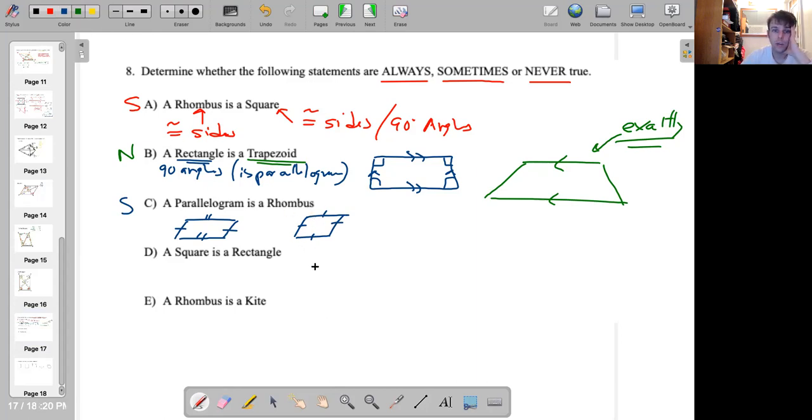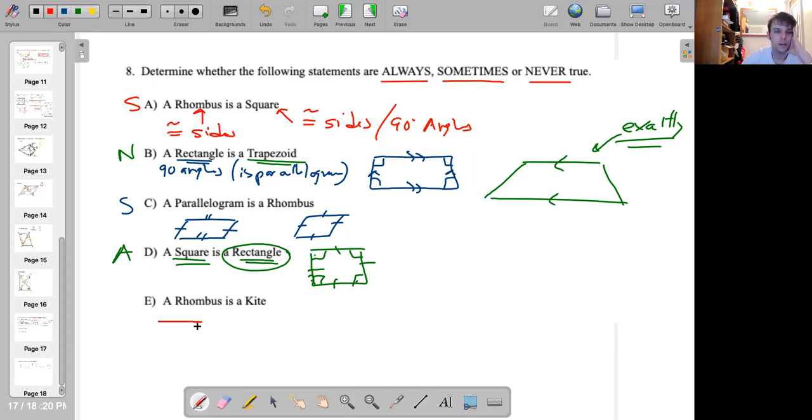Next one, a square is a rectangle. So square means we have 4 right angles and 4 congruent sides. Well, a square is always a rectangle because it always has the defining characteristic of rectangles, 4 90-degree angles. So this one is an always. And then the last one, a rhombus is a kite.